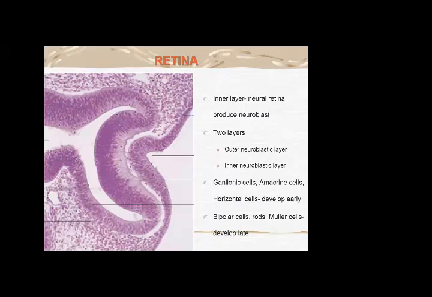Now, out of all the cells of the retina, the ganglion cells, the amacrine cells, and horizontal cells are the first to develop. So they develop early. I repeat once again, the amacrine, the horizontal, and ganglion cells are the earlier ones to develop. Whereas the later cells to develop are the Müller cells, the rods, and the bipolar cells of the retina.